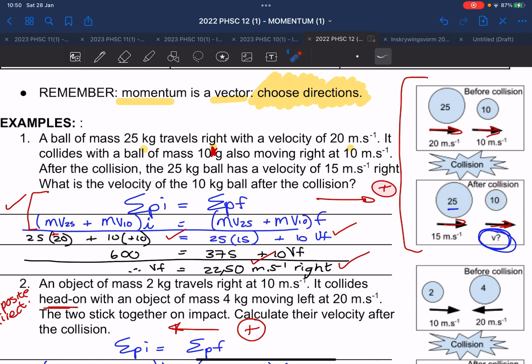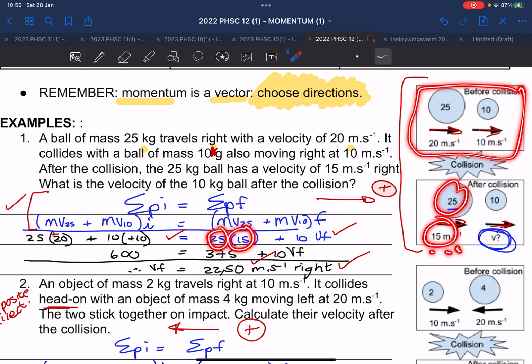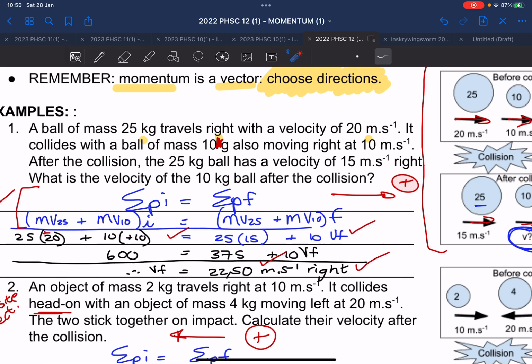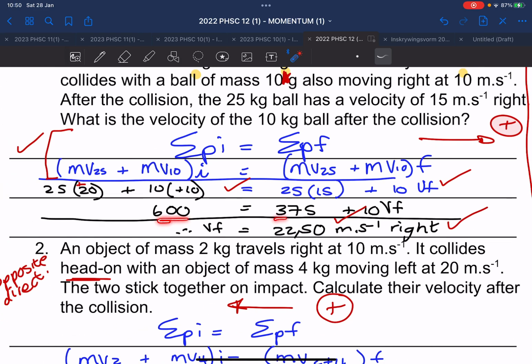The mass there is 25, and the velocity is plus 20 because it's moving to the right. So 25 times 20, and this one is 10 times 10. Then at the end, I have 25 times 15, and then I have 10 times I don't know what. Then I calculated it on both sides, and I simplified, and I get 22.5 meters per second to the right.